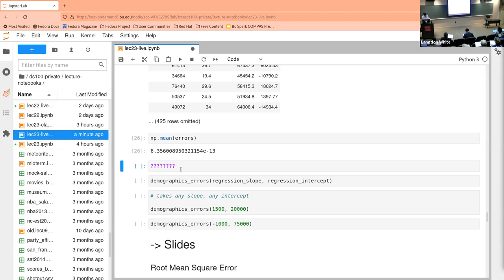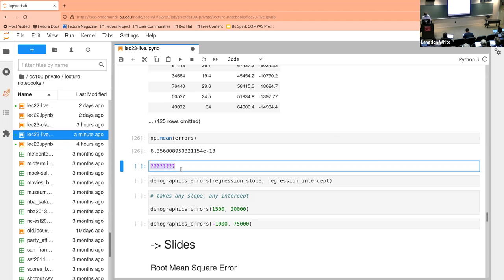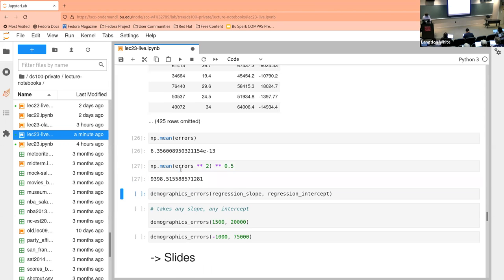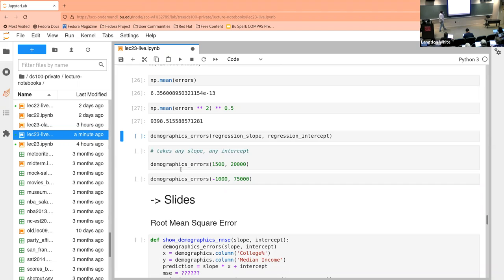What we're going to do is square it to get rid of that problem, by just taking our errors and squaring them. And then, to get back to the old units, we're going to take the square root of the result. So that looks a lot more reasonable, right? The average being around 9,400 seems more like what we were thinking. Not near zero.